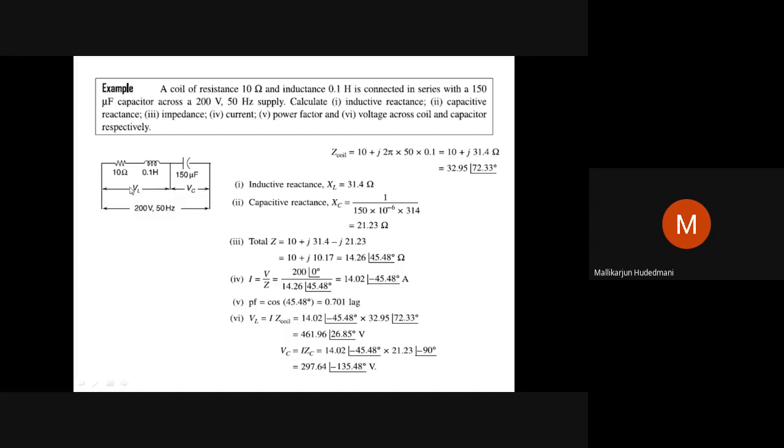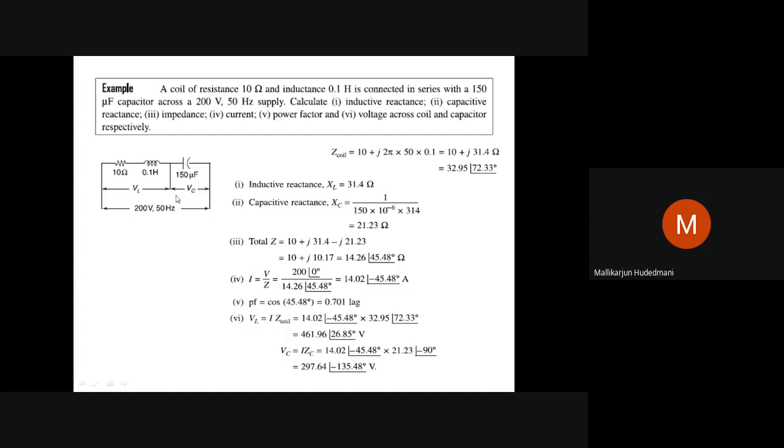Then the voltage across the coil is asked, VL. So what is VL? Current flowing through this coil times the impedance of this coil. So what is the impedance of this coil? You can see on the top of this problem, 32.95 angle 72.33. Whether in rectangular or polar, you require the I into Z operation. You can see here, I is taken here, Z is taken from here. When I operate, I will get the representation. This is the representation of the voltage across the inductor.